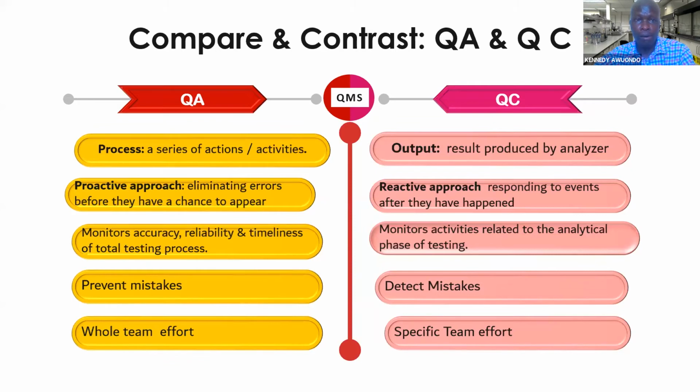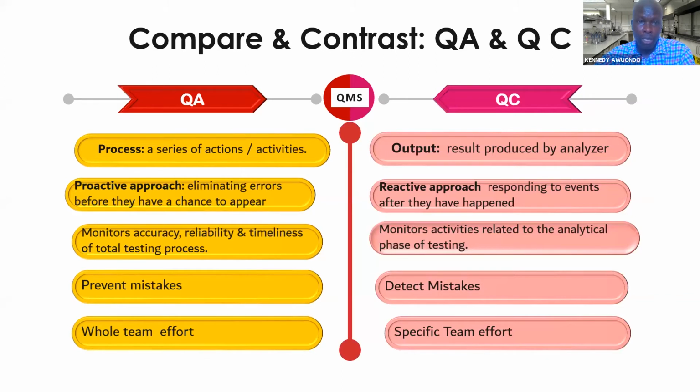QA is a process. It's a series of actions or activities. QC is output, the result produced by the analyzer. Secondly, QA is a proactive approach which eliminates errors before they have a chance to appear. And QC is a reactive approach. It responds to events after they have occurred, after they have already happened.